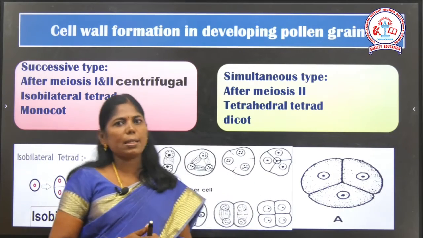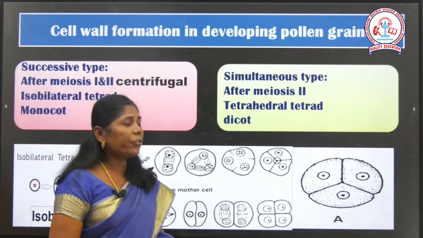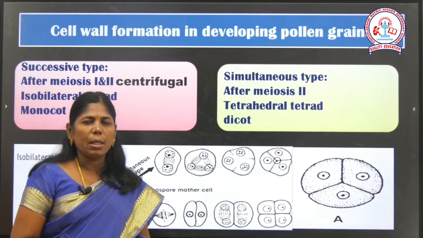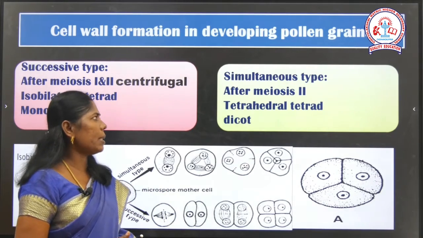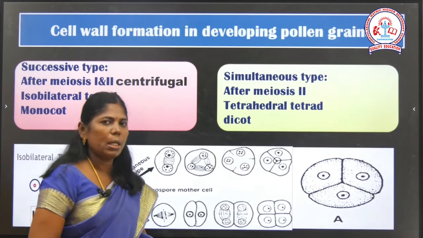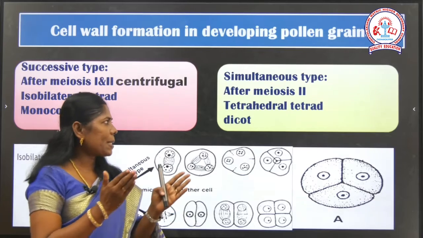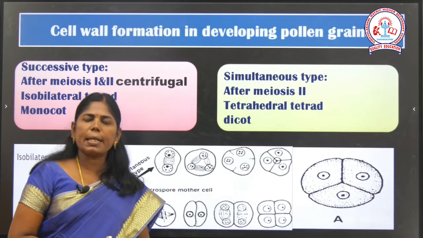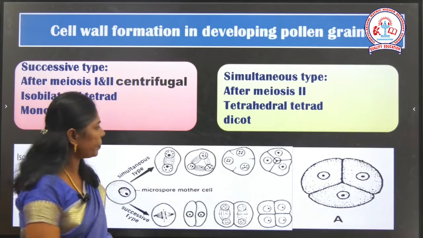Another one is known as the simultaneous type. Here the cell wall is formed after meiosis 2. After meiosis 2, the cell wall formation occurs between the pollen grains, giving a tetrahedral tetrad. That is the character of dicots. So one type is the isobilateral tetrad in monocots, and the tetrahedral tetrad in dicot plants.